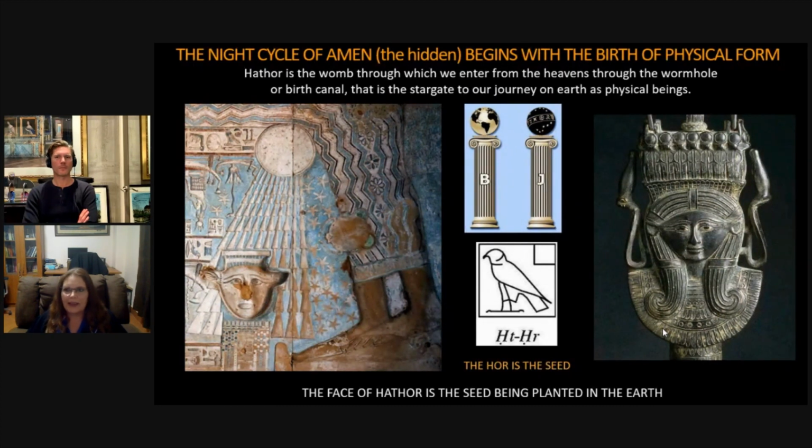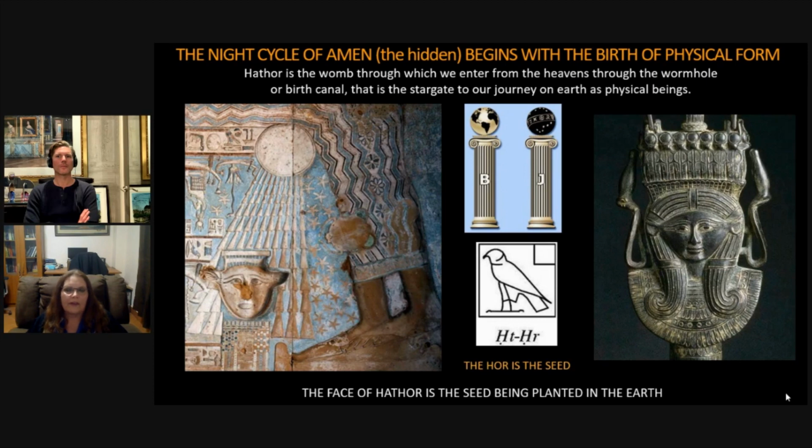And if you look at this beautiful image of Hathor on the right, do you see how the two cobras are coming out on either side, creating, again, that dual opposing wave spin? And her hair is the Milky Way. And her face is the face of form being born from the center of the circumpolar spin, if you will, in a way, which we'll go forward with.